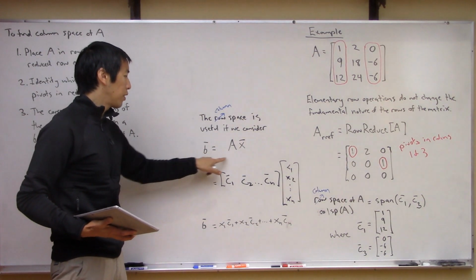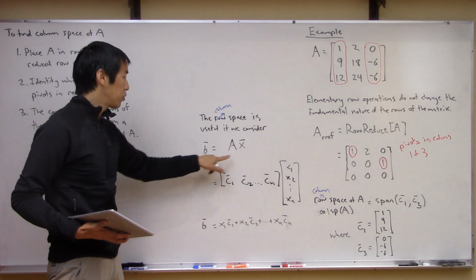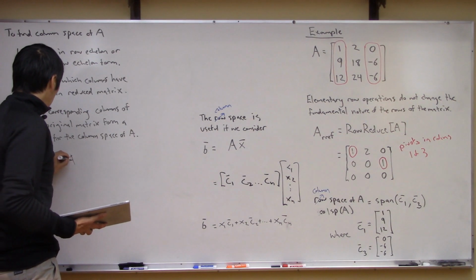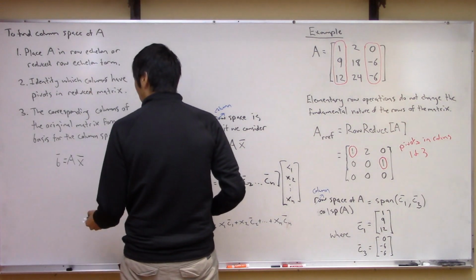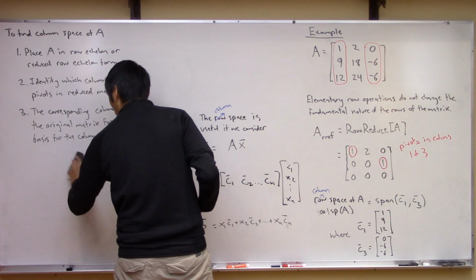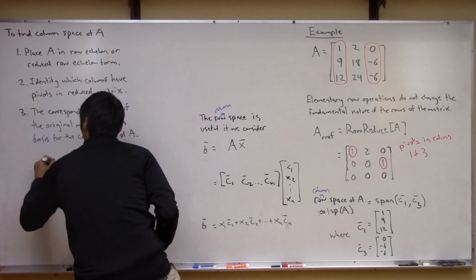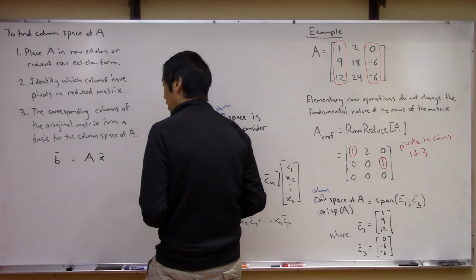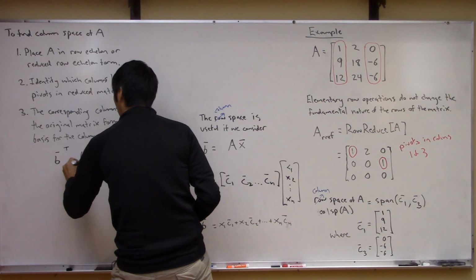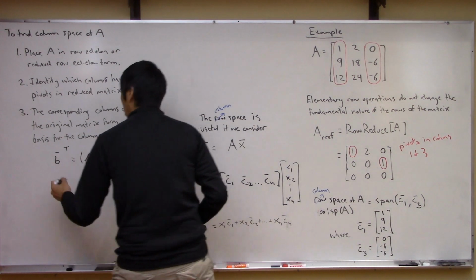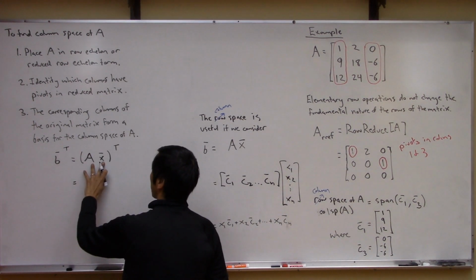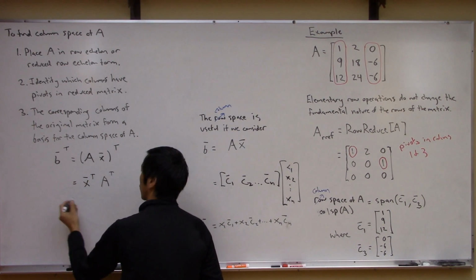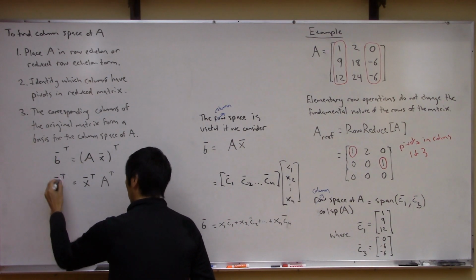that the column space was useful when we considered this equation, B is equal to AX. So let's write that here. B is equal to AX. What if I transpose both sides of this? So we end up with, on the right-hand side, remember, you have to reverse the order and transpose this. So you get X transpose times A transpose.